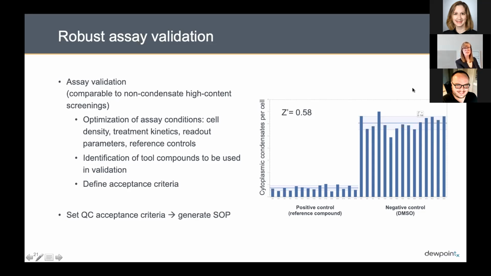One of these criteria is the Z prime. We can see that for this assay, we have a good Z prime, calculated from the negative controls of the DMSO versus the positive control treated cells using a reference compound, and we can see that we have a good screening window.